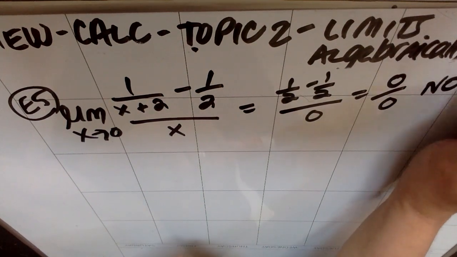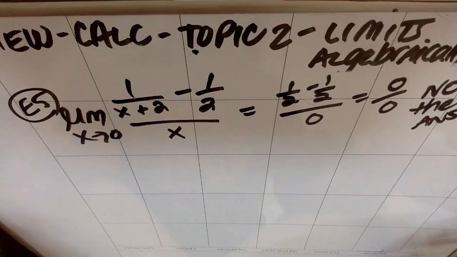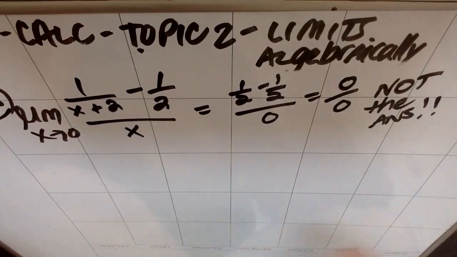So you're going to end up with 0 over 0, which again is not ever for the rest of eternity going to be the answer. So please don't say that's the answer. So again, I really want to get a common denominator.